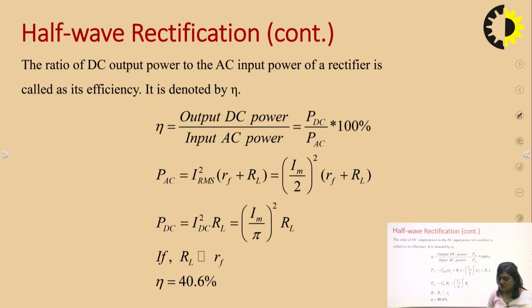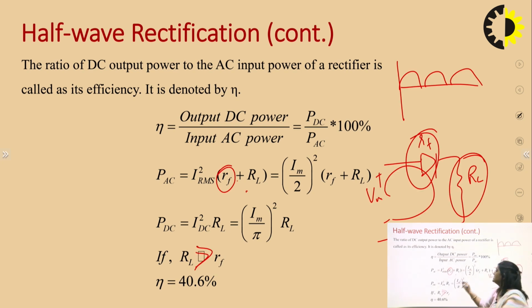Now the efficiency of the half wave rectifier. The value of Vrms is Vm by 2. Similarly we can find the value of Irms, which is equal to Im by 2. So with Im by 2 and Im by pi, we can put all these values and the efficiency will be 40.6% in the case of the half wave rectifier.